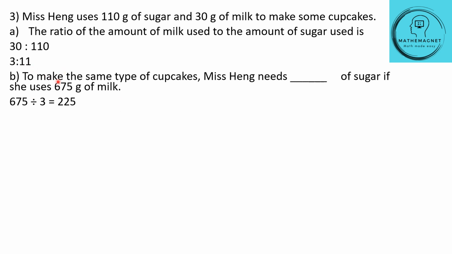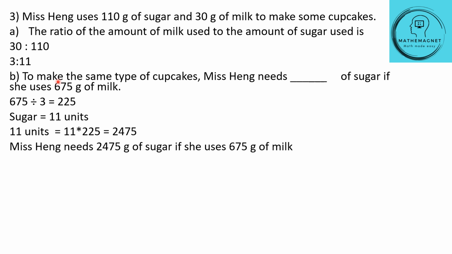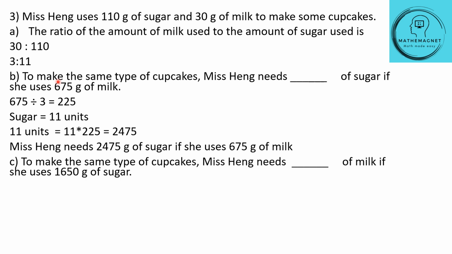So 675 divided by 3 is 225. Sugar is 11 units. So 11 into 225 will be 2475. So the amount of sugar Miss Heng will need is 2475 grams of sugar if she is using 675 grams of milk.